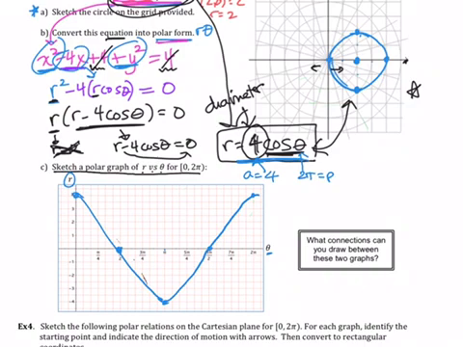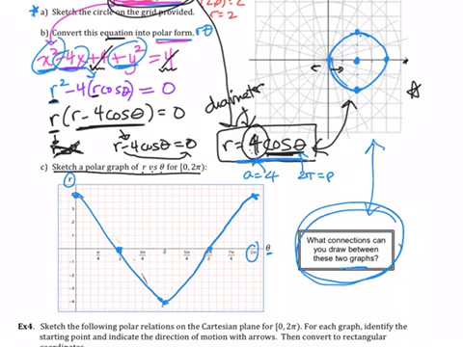Okay, so did you get this, right? You start at positive 4 because the amplitude hasn't been reflected, it's positive. So we go 4 to 0 to negative 4 to 0 to 4 over the course of 2 pi units. Now what we're trying to do is get you to see connections between this graph and the polar and the graph above.